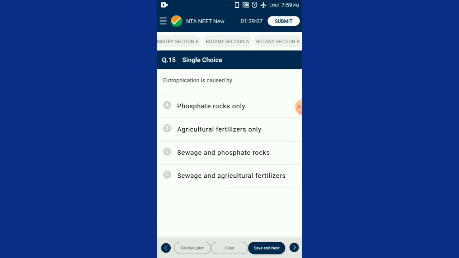Eutrophication occurs naturally over centuries as lakes age and are filled in with sediments. However, human activities have accelerated the rate and extent of eutrophication through both point source discharges and non-point loading of limiting nutrients. So the answer is option D. Eutrophication is caused by sewage and agricultural fertilizers.